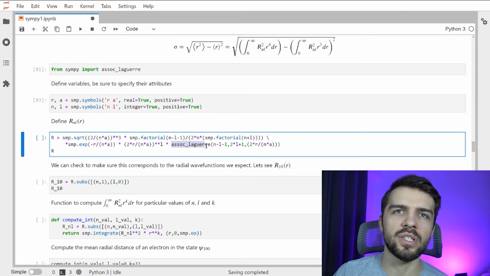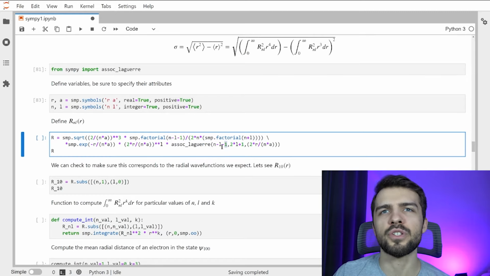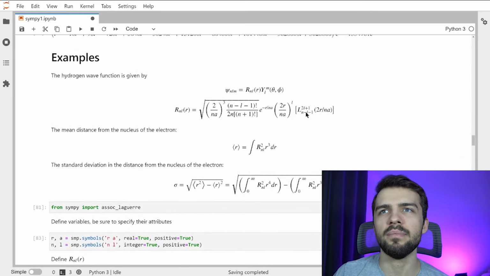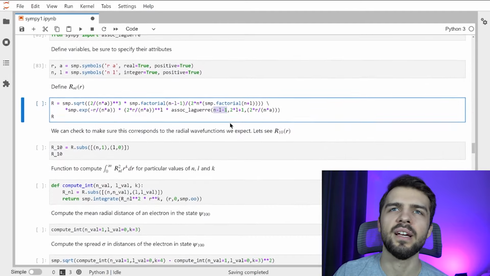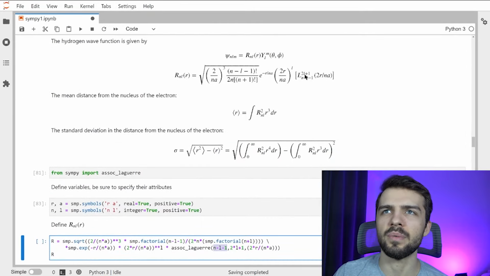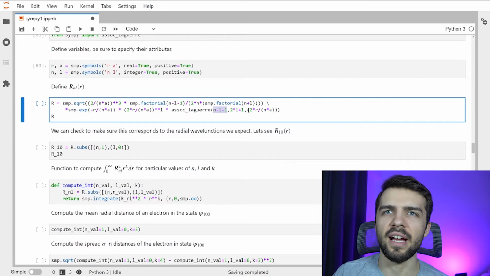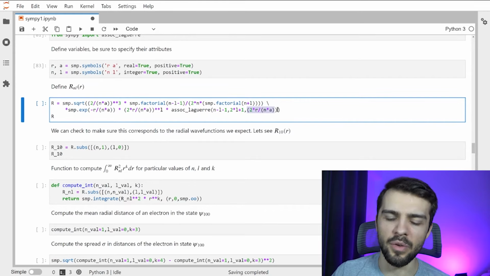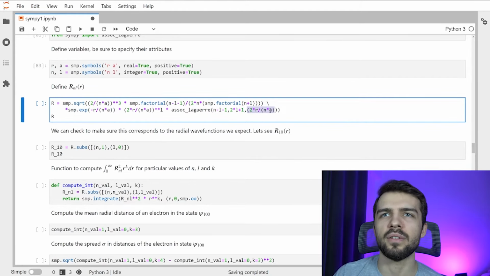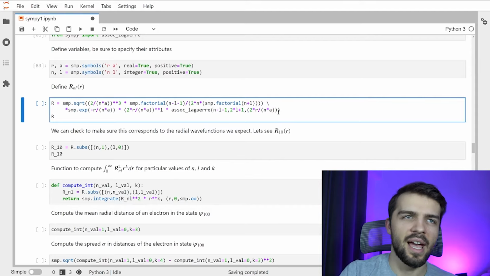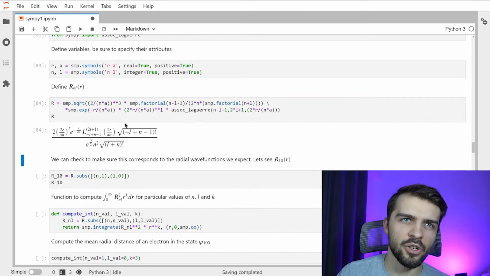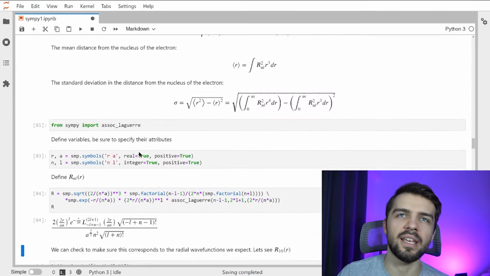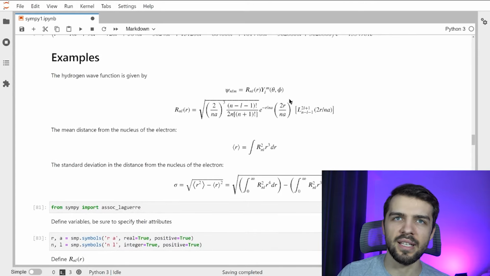And then I use my associated Laguerre polynomial. The first argument is n minus l minus 1. That corresponds to this here. The second is 2l plus 1. That's what this is up here. And the actual value of x in that polynomial is 2r divided by n times a. And I can look at R, and sure enough, this expression that you see in SymPy here is equal to this here.